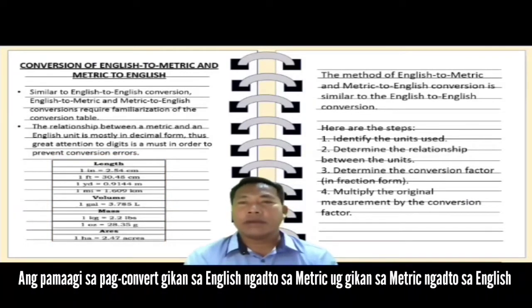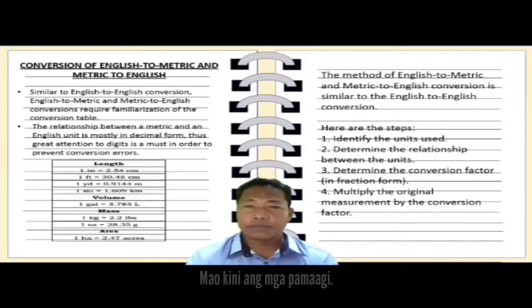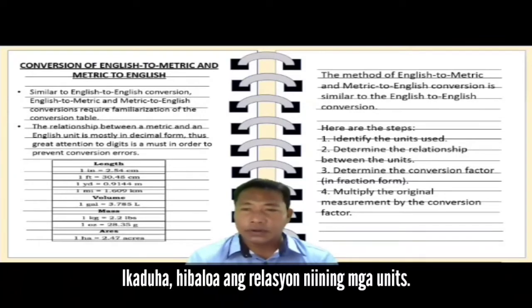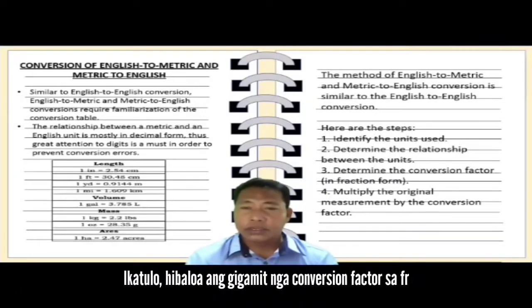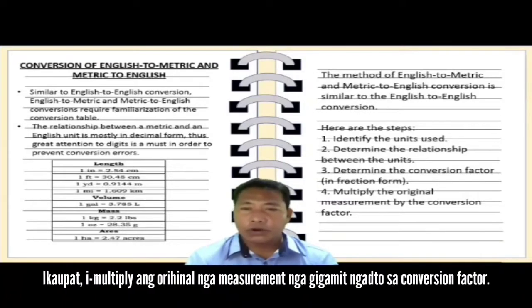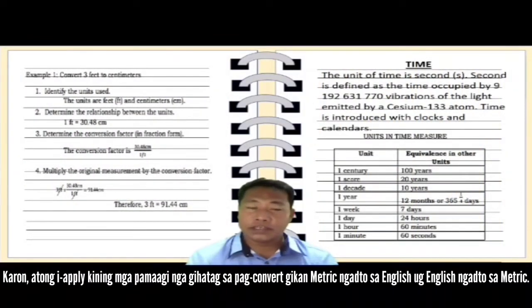Okay? Now, the method of English to metric and metric to English conversion is similar to the English to English conversion. Now, here are the steps. Number 1, identify the units used. Number 2, determine the relationship between the units. Number 3, determine the conversion factor in fraction form. Number 4, multiply the original measurement by the conversion factor. Those are the steps. Okay. Now, we're going to apply the steps in converting metric to English. Okay. Now, our English to metric.